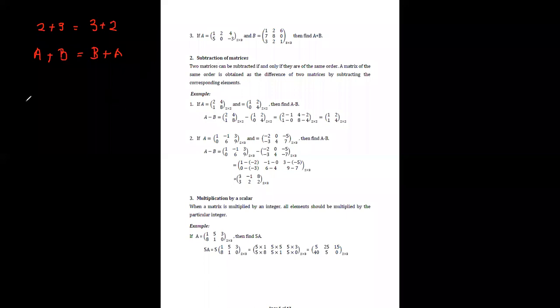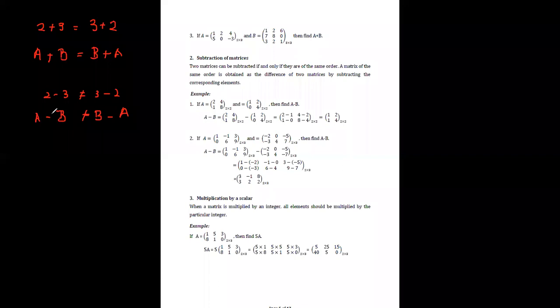But for subtraction, it is the same as algebra. We know that 2 minus 3 is not equal to 3 minus 2. For matrix subtraction also, in general, we can say that A minus B is not equal to B minus A. This is the general rule that we can see for matrix subtraction.